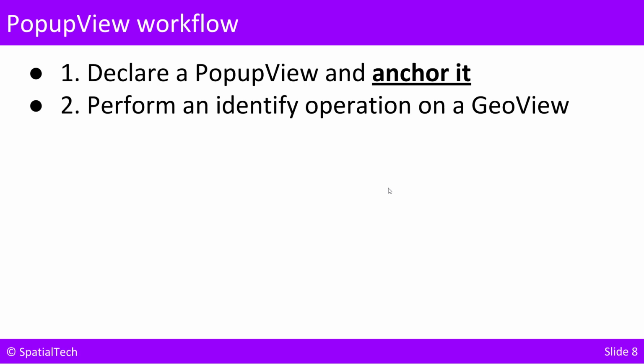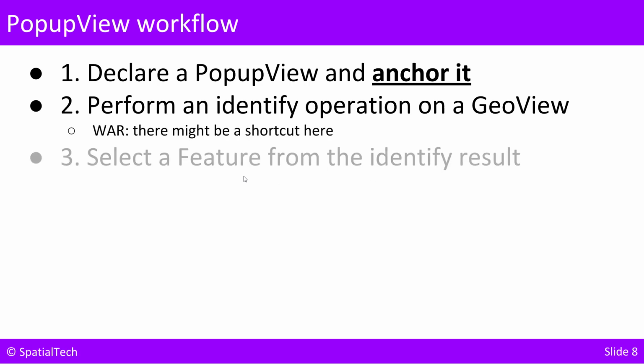This usually means that the user is going to click somewhere on your map. You're going to have to grab those pixel coordinates, and then we go to the view and say, hey, is there anything there? Kind of concept. So there could be a shortcut here, but you typically declare a pop-up view. Where do I want my result to show up? I then need the user to hook into the identify operation on a GeoView. So the user is going to click on the map. I need to grab those pixel coordinates and then perform an identify. So based on where they clicked, you will try to select a feature via the identify result.